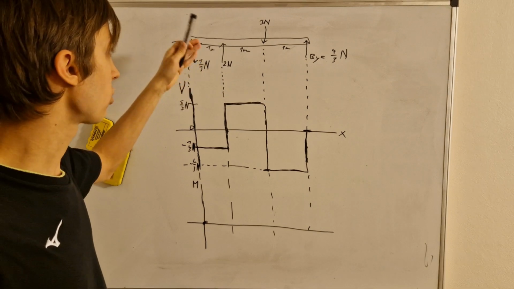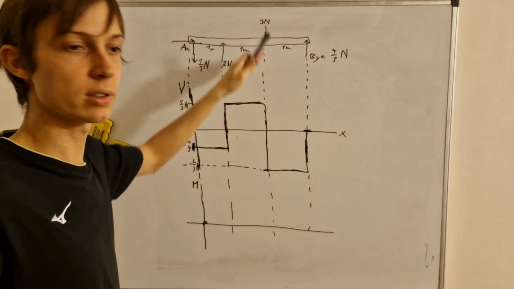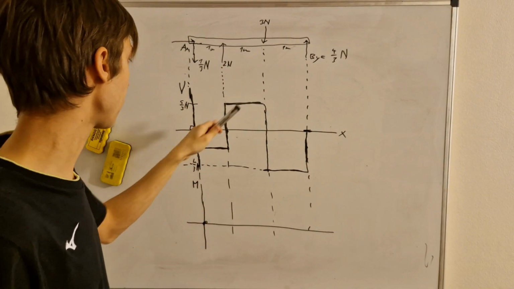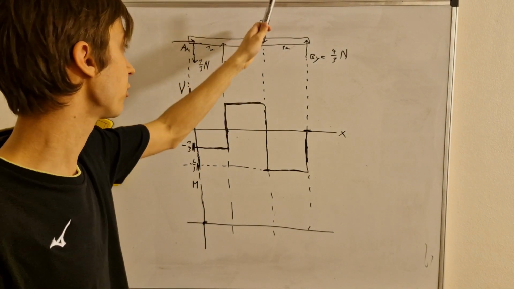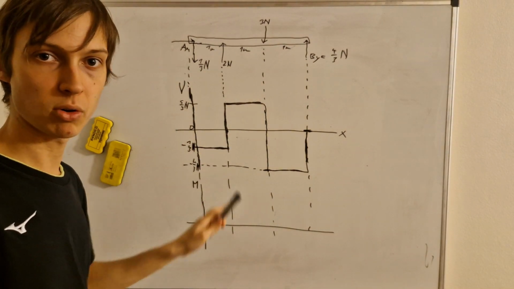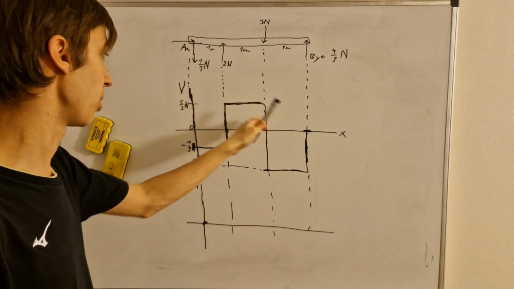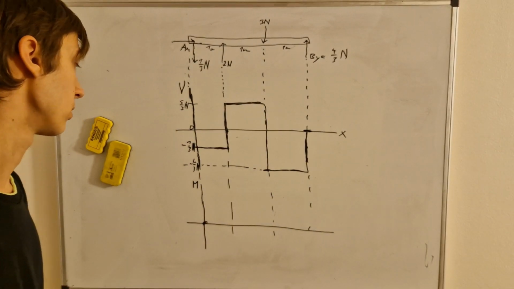But there's something called concentrated moments, and if we had them on this beam, then those would influence the graph with the same kind of jumps that these point forces influence the V diagram. But we don't have concentrated moments, so there won't be such big jumps on the M diagram in this case.